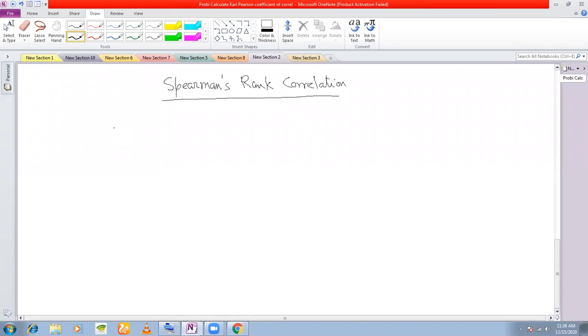Now the formula for Spearman's rank correlation, the correlation between two variables X and Y. Spearman's rank correlation R is 1 minus 6 summation d square by n into n square minus 1. This is the formula for Spearman's rank correlation. Now what is d? d is called the difference of ranks.